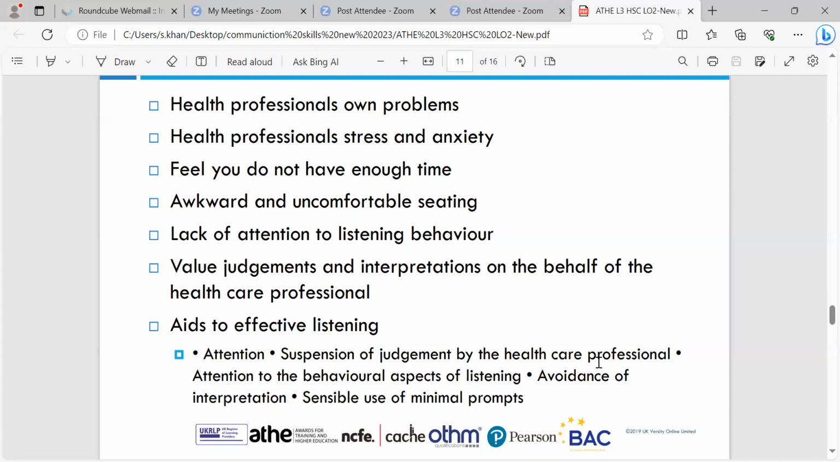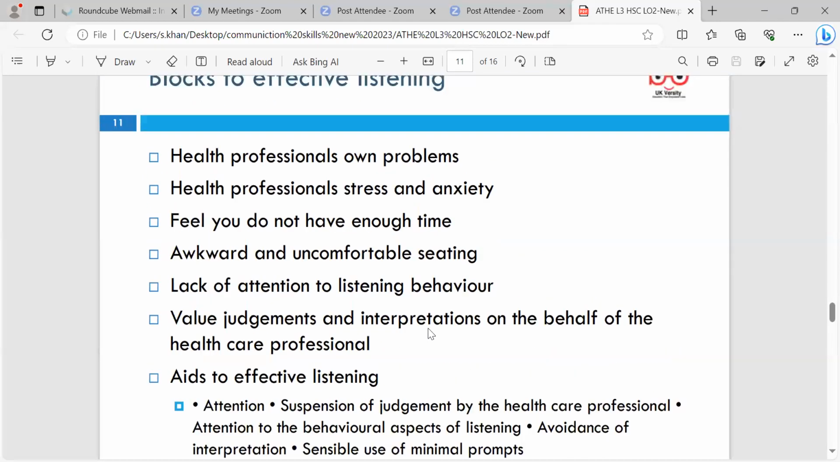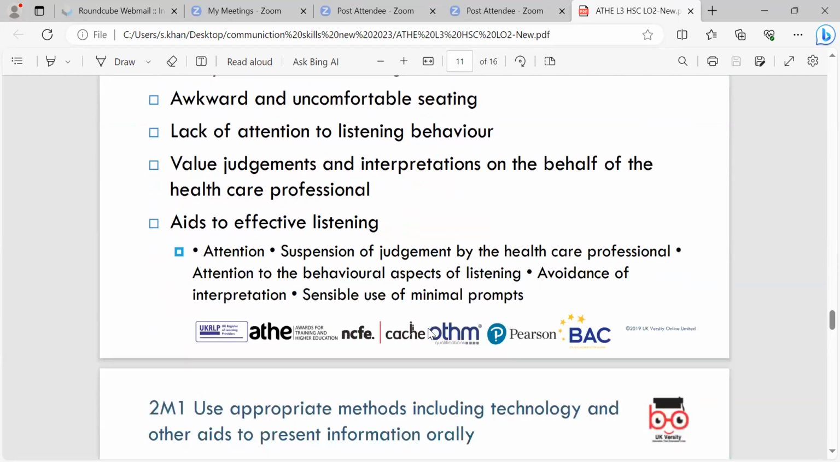Also, another barrier could be the tone of your voice. Not everyone will react the same to different tones of voice. Some people are quite loud, but don't mean to be loud, but that could be quite upsetting for some people. So you need to take into account the different blocks to effective listening.